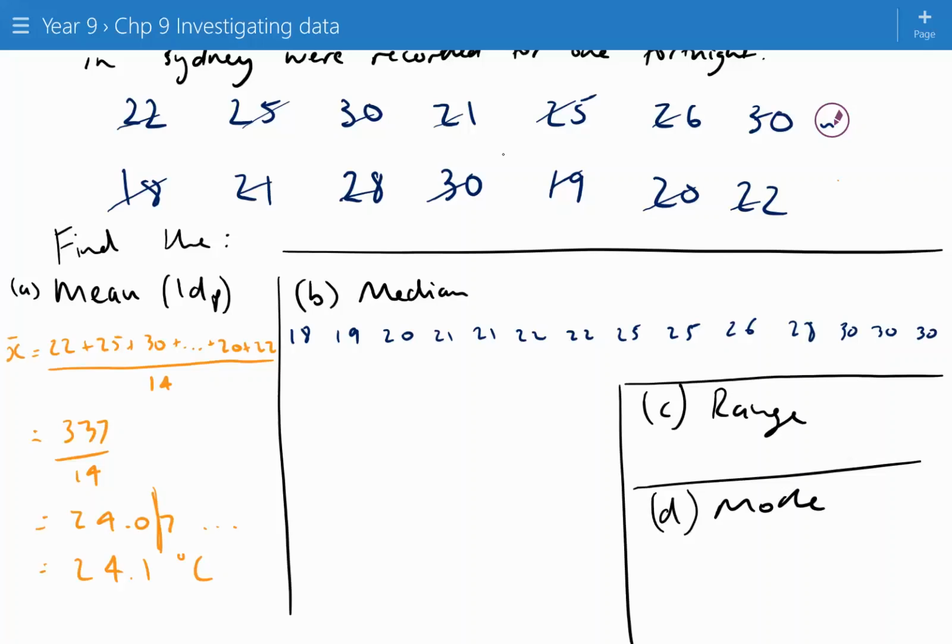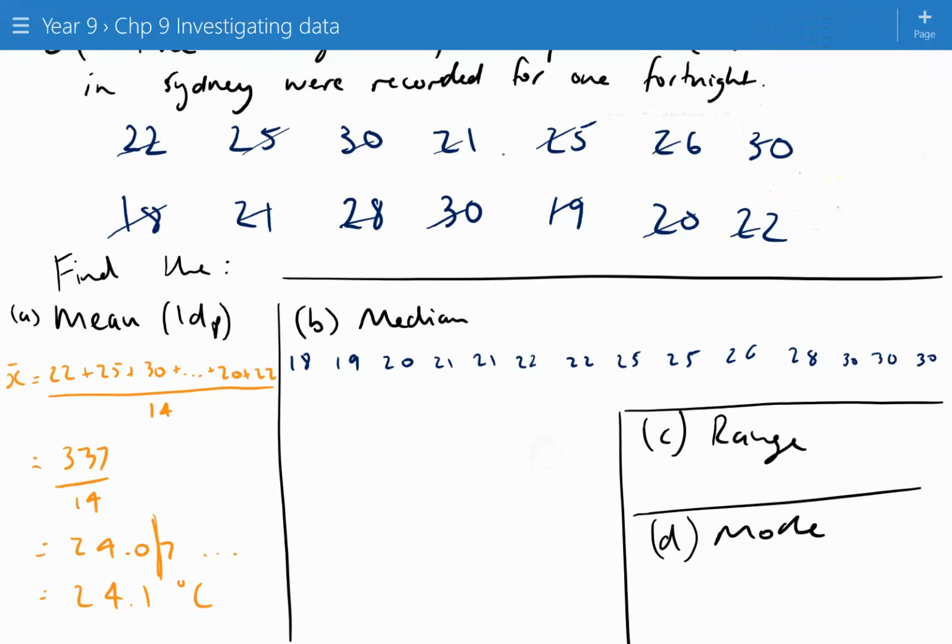So let's count our scores in a line. 1, 2, 3, 4, 5, 6, 7, 8, 9, 10, 11, 12, 13, 14. Good, they're all there. Okay, what we need to do now is cross the first one off, the last one off, the first, last, and go back and forth. Alright, now we are left with two scores in the middle.